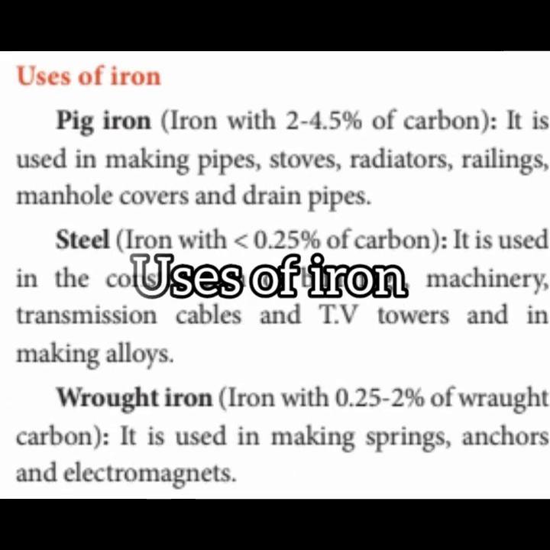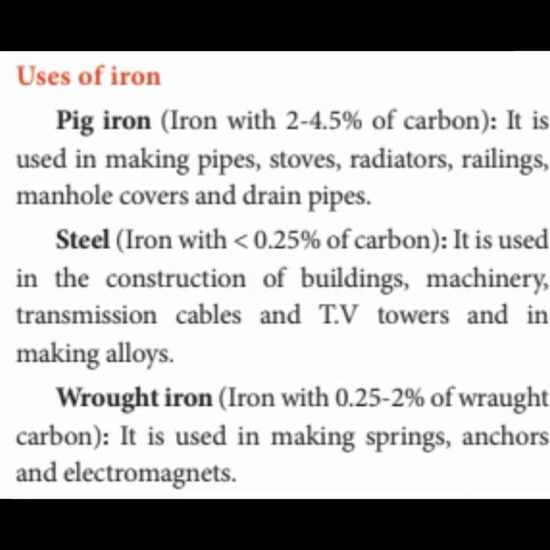The last topic in this video is uses of iron. There are three types of iron. One is pig iron, second is steel, and the third one is wrought iron. Sometimes in the uses of iron, one more question is there. Write the uses of iron is a direct question. But the indirect question is, based on their carbon content, how is iron classified. Once again, based on carbon content, how is iron classified. For this question and uses of iron, the answer is the same.